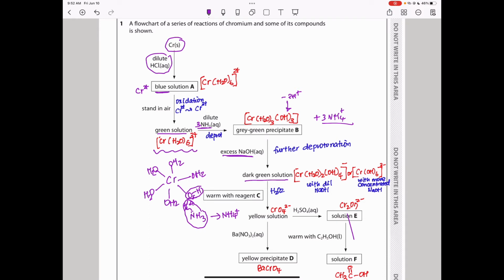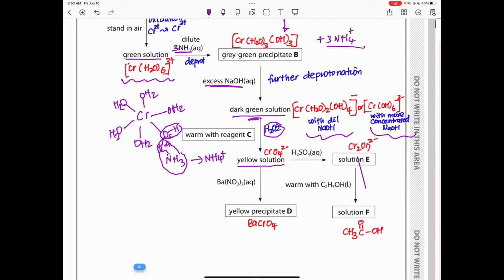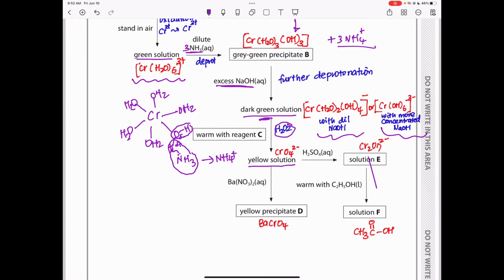You know chromium 3+ is going to be a green solution in excess sodium hydroxide or even in excess ammonia. But in excess sodium hydroxide, there will be further deprotonation. It can deprotonate further to produce that or to produce that. And here we have another step. This is chromium 3+, and here we see it was converted into a yellow solution. This is due to oxidation using hydrogen peroxide, converting chromium 3+ into chromate 6. And finally, when you add barium nitrate, we know barium nitrate is soluble.